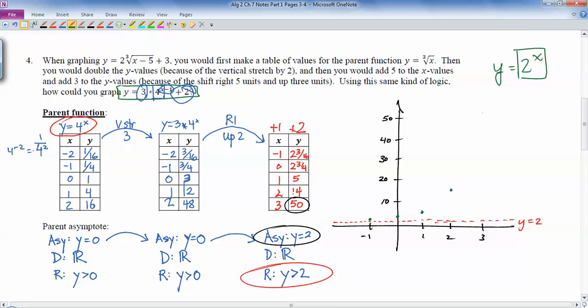And at 3, 50, suddenly it shoots way up. And if we did 4, it would be way up there somewhere. So you can kind of see this thing starts out down here and then curves up like this. And again, it's growing. It's exponential growth.